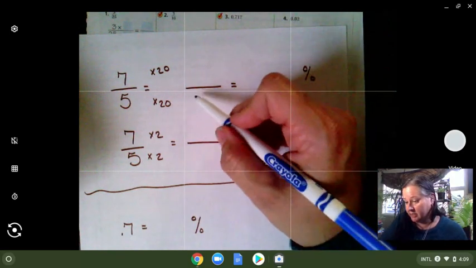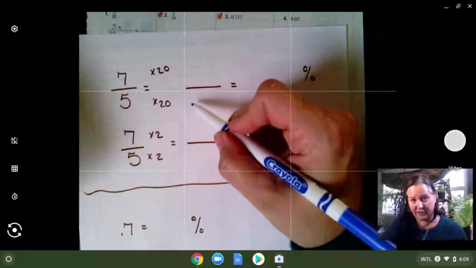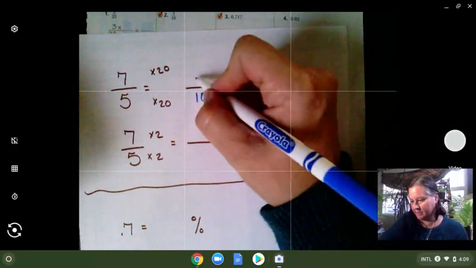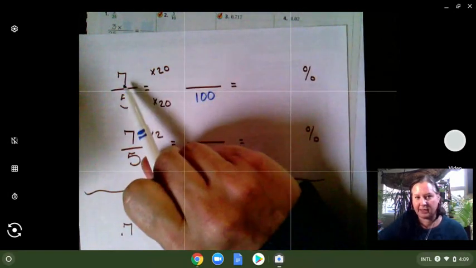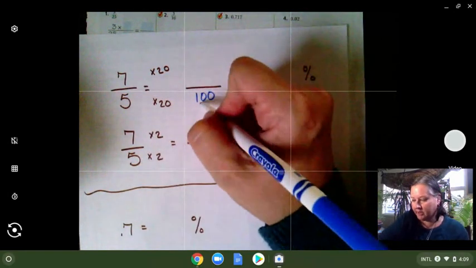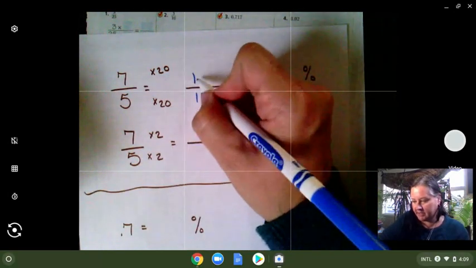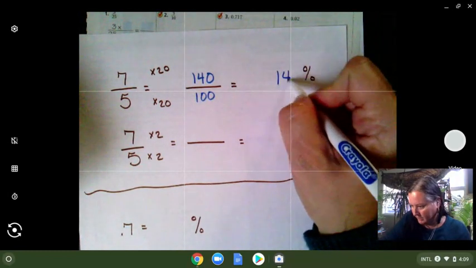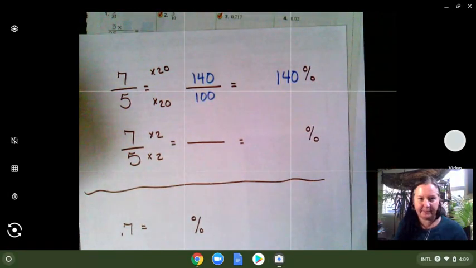So here we're going to get 100 on the bottom by multiplying by 20. And 7 times 20. And notice the number on the top here is bigger. So we are going to have a number bigger than 100. 7 times 2 is 14. We get 140 over 100. And remember, when something is a number out of 100, this would be the same as 140%.